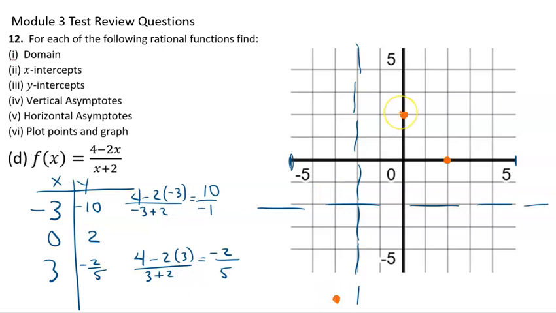We've got (0, 2) plotted, and (3, -2/5). So -2/5 is small. It's almost a half. -2.5 fifths is a half.